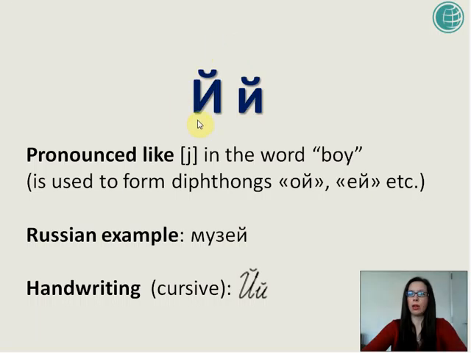Y, please have a look at this letter. For you sometimes it might look like letter E, but it got this additional symbols on the top. But they look a bit similar, but they're very different, because letter E, it's a vowel letter, and Y, it's a consonant letter. It's pronounced like Y in the word boy, and it is used to form diphthongs, oi, yei, etc. And Russian example, музей, which means museum. And again, cursive.